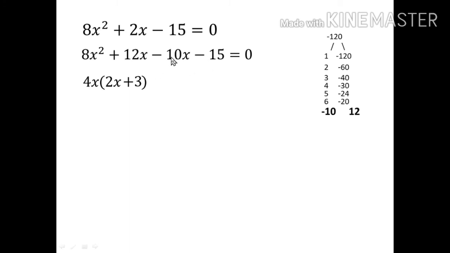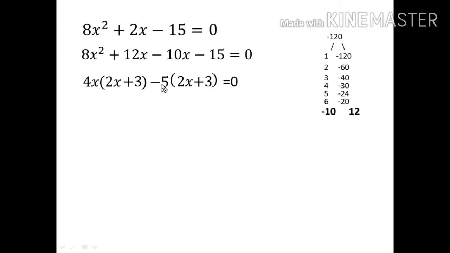Okay, so same lang gagawin natin dito sa last two terms. Okay, so hanapin natin yung GCF ng negative 10x and negative 15. At ang GCF ay negative 5. So, divide natin negative 10x divided by negative 5. The answer is positive 2x. Okay, pareho silang negative, kaya magiging sagot ay positive. Dito naman, negative 15 divided by negative 5, the answer will be positive 3.